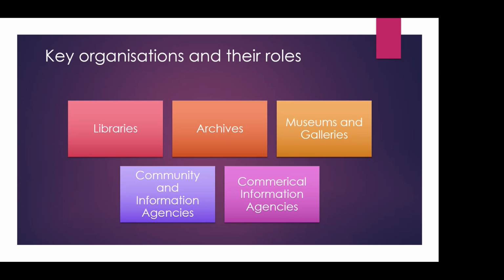So as you can see here in the top line, there are our GLAM organizations, right? Our galleries, our libraries, our archives, and our museums, even though they're in a different order. And then on the bottom, we have community and information agencies and commercial information agencies. And we're going to learn about what each of these does and the services they provide.